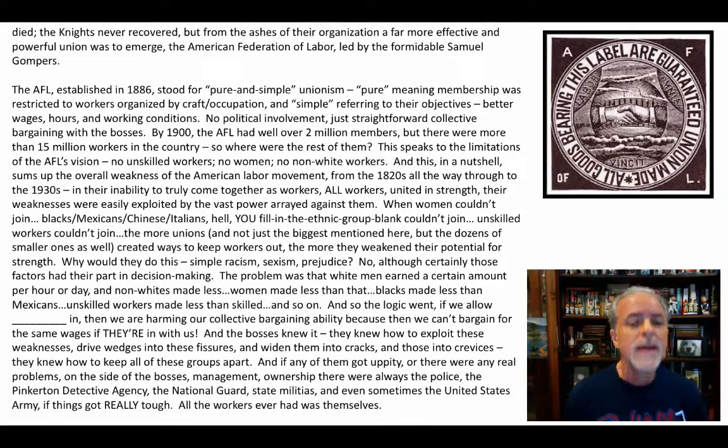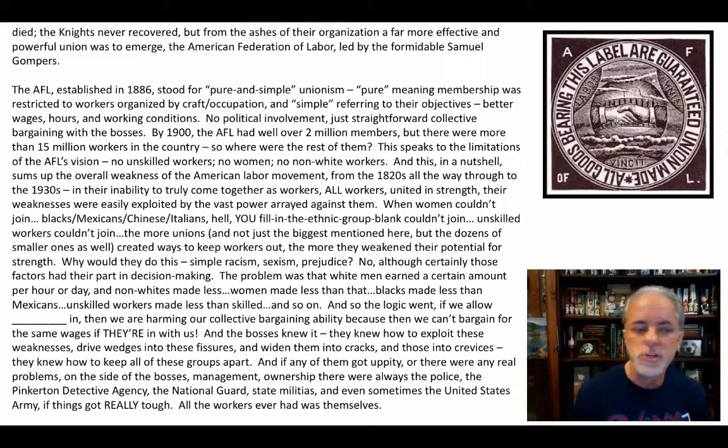By 1900, the AFL had well over 2 million members, but there were more than 15 million workers in the country. So where were the rest of them? This speaks to the limitations of the AFL's vision. No unskilled workers, no women, no non-white workers. And this, in a nutshell, sums up the overall weakness of the American labor movement from the 1820s all the way through to the 1930s. In their inability to truly come together as workers, all workers, united in strength, their weaknesses were easily exploited by the vast power arrayed against them.